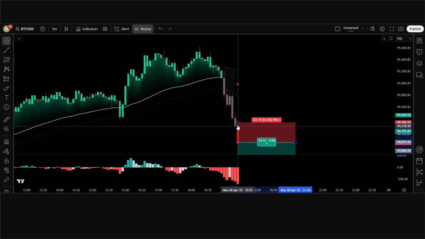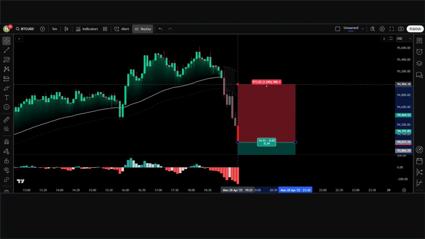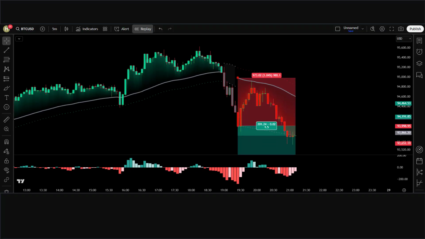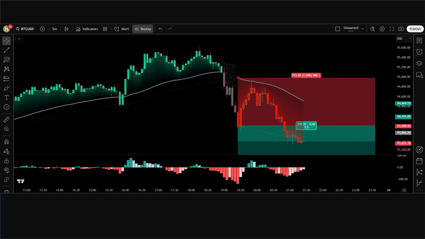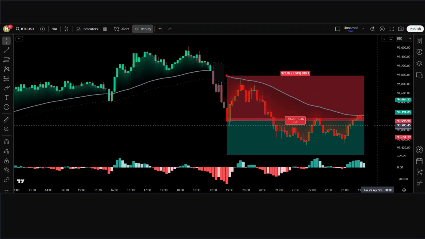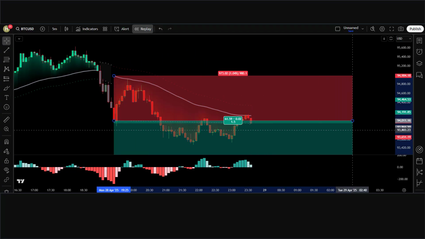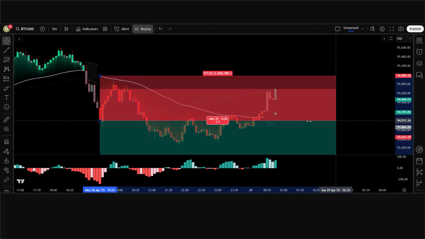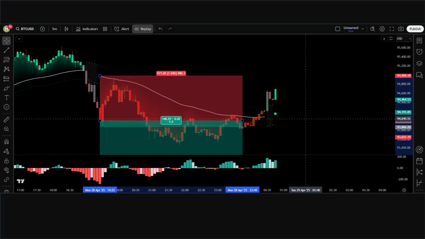Our stop loss will be placed at the plot line of the range filter, and the risk to reward ratio will be 1:1.5. Let's see what happens to our trade. Our trade is running in profit. Here we are closing our trade as we have received a buy signal.